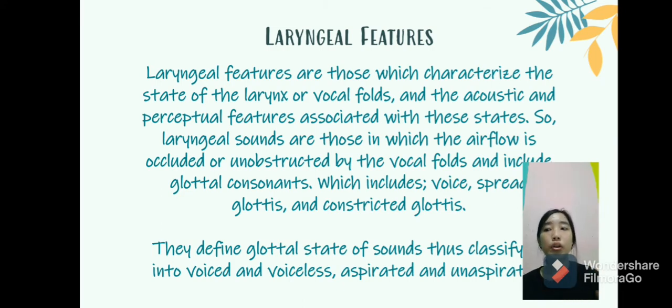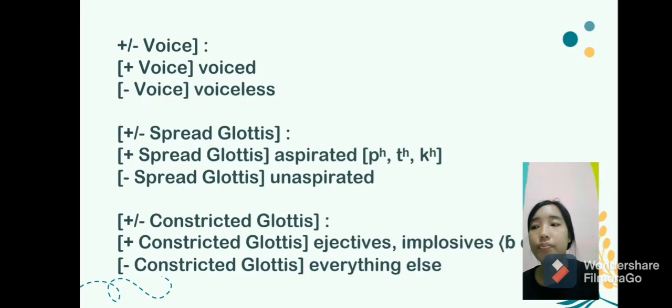Okay, we will talk about the laryngeal features. Laryngeal features are those which characterize the state of the larynx or the vocal folds, and the acoustic and perceptual features associated with this state. So basically, laryngeal sounds are those in which the airflow is occluded or unobstructed by the vocal folds, and include glottal consonants, which include voice, split glottis, and constricted glottis. So we will see the examples.